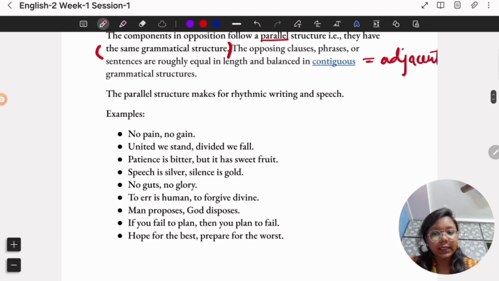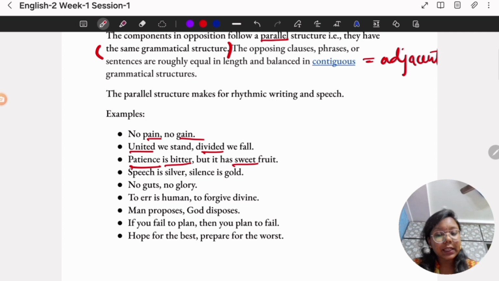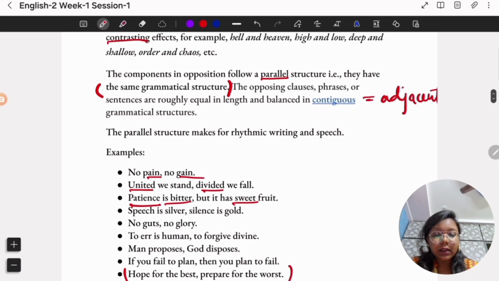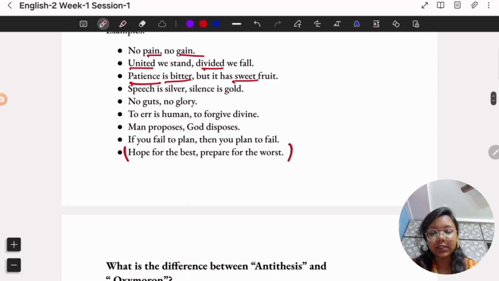No pain, no gain. United we stand, divided we fall. Patience is bitter, but it has sweet fruit. Speech is silver, silence is gold. No guts, no glory. To err is human, to forgive divine. If you fail to plan, then you plan to fail. Hope for the best, prepare for the worst. So they are completely contrasting ideas and they have similar grammatical structure, same grammatical structure.